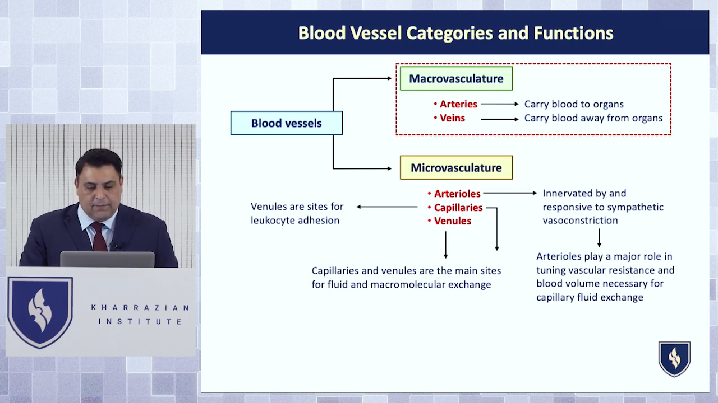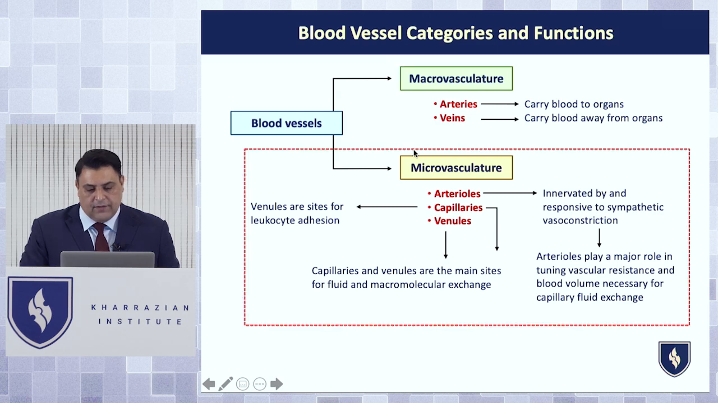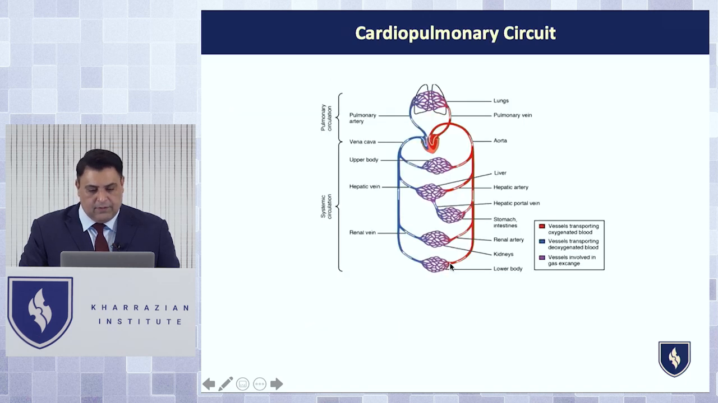With blood vessels, you have the microvasculature, which are the arteries and veins, and carries blood, in a way, to and from tissues. And then you have the microvascular arteries, like arterioles, and they're innervated by sympathetic pathways with vasoconstriction. Arterioles play a major role in tuning vascular resistance and blood volume necessary for capillary fluid exchange. And you have the capillaries, and this is where all the main exchange takes place. Capillary and venules are the main sites of fluid and macromolecule exchange. And the capillaries also have leukocyte adhesions, and the venules are involved with the capillaries as well.